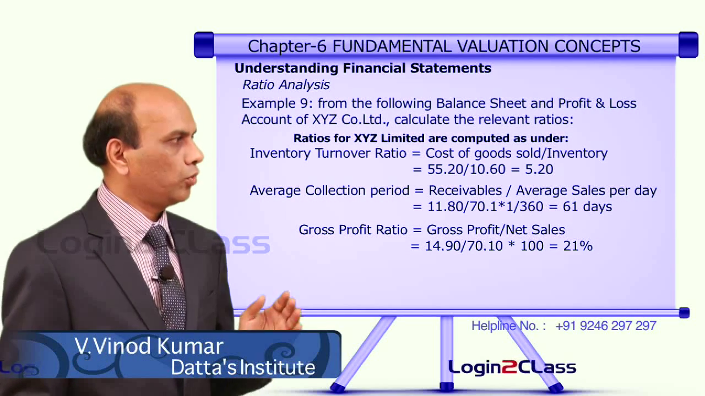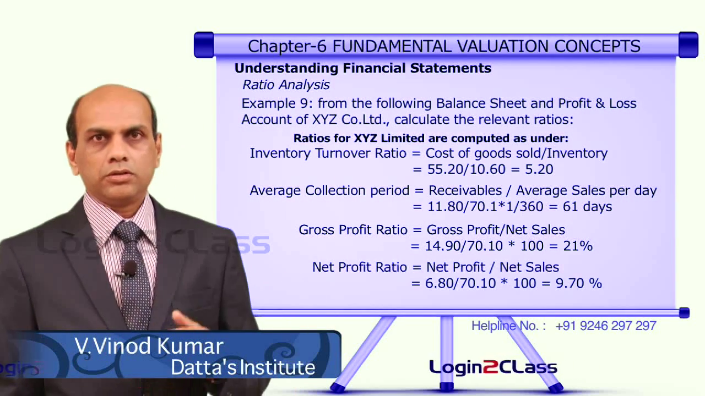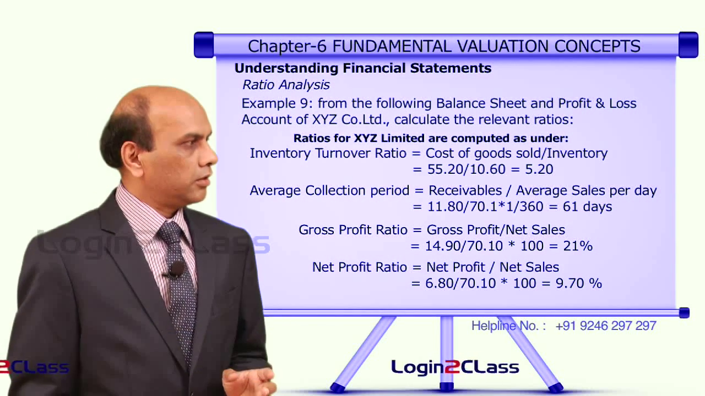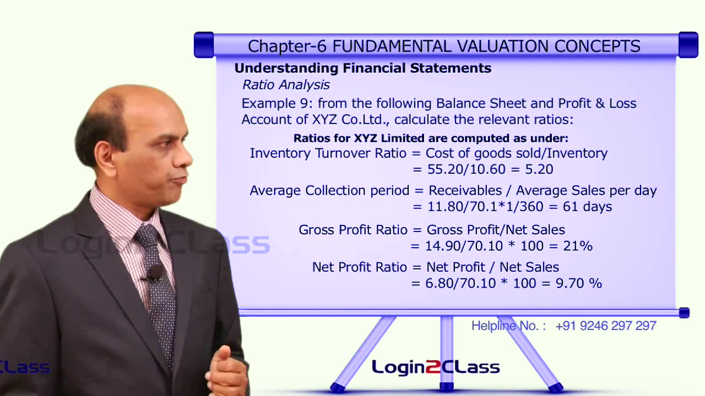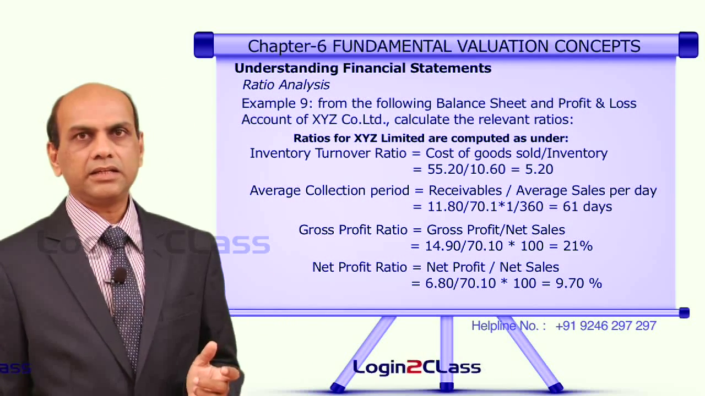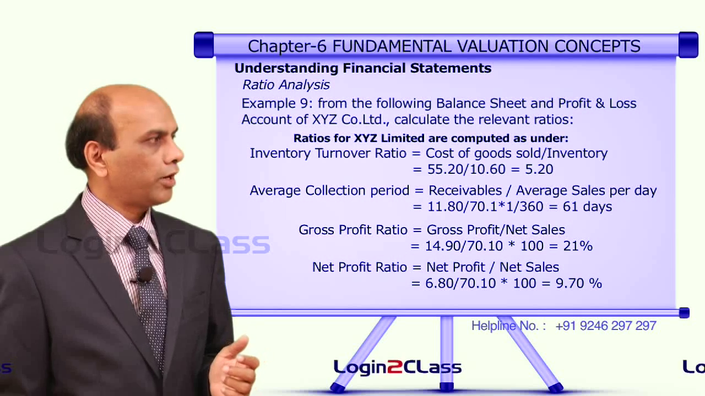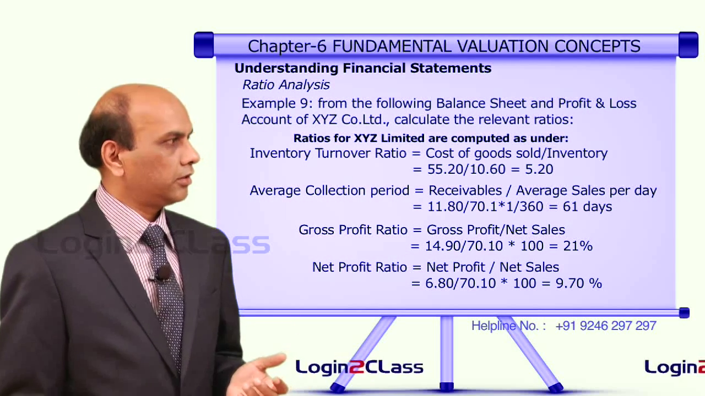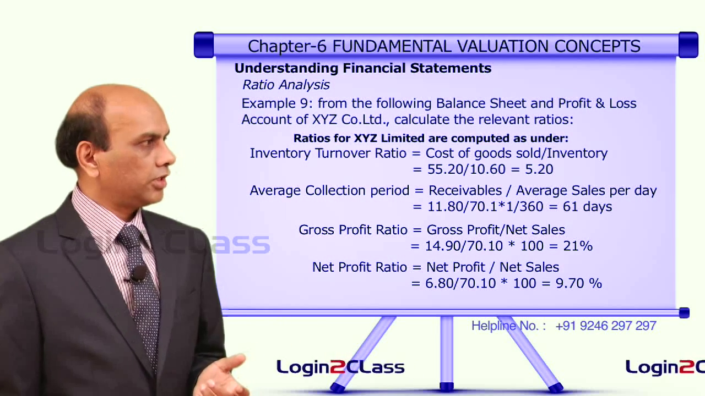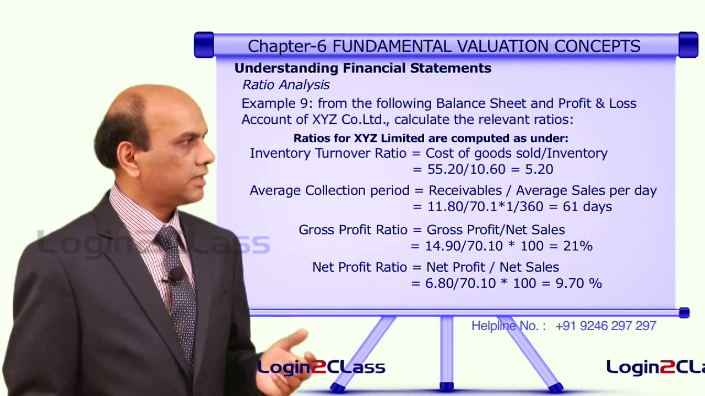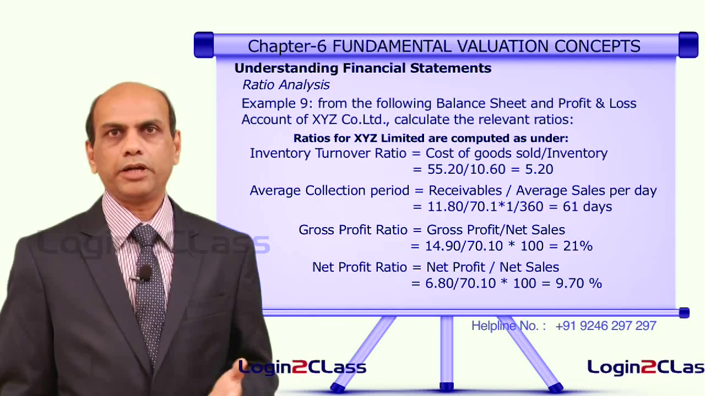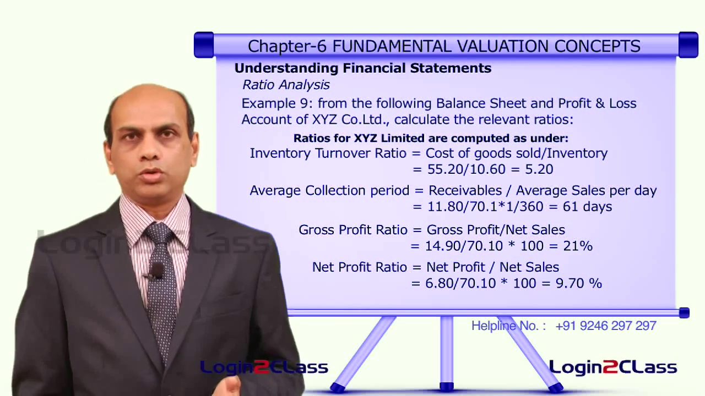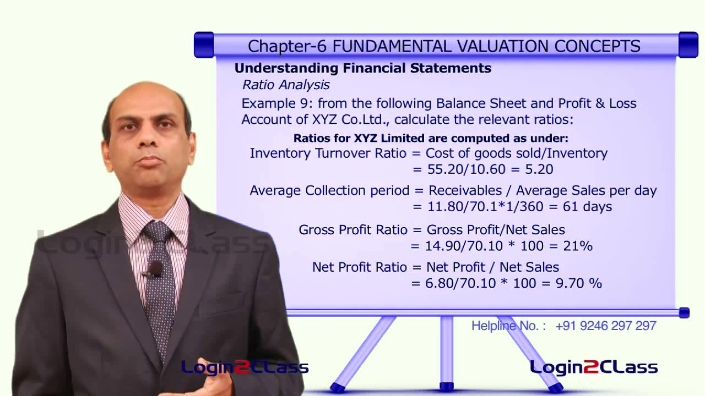Coming to the final ratio, the net profit ratio. Net profit divided by net sales. You can see net profit is 6.8 and 70 is the net sales in the year, times 100 gives you 9.7% as the ratio. You can see the net profit from the profit and loss statement, and also the net sales from the profit and loss statement. From this we take these figures, calculate, and check how the performance of this particular company is.